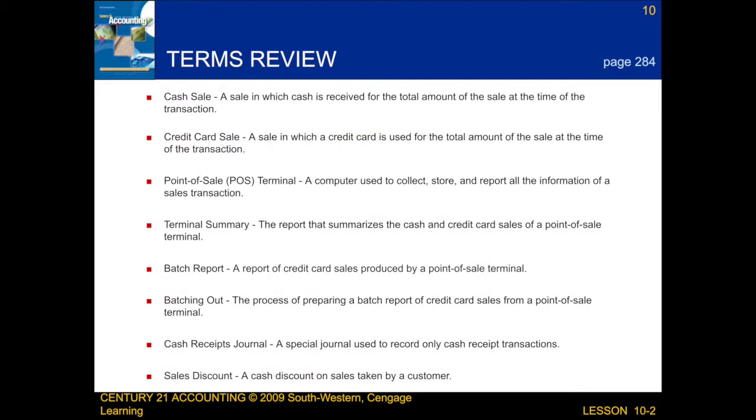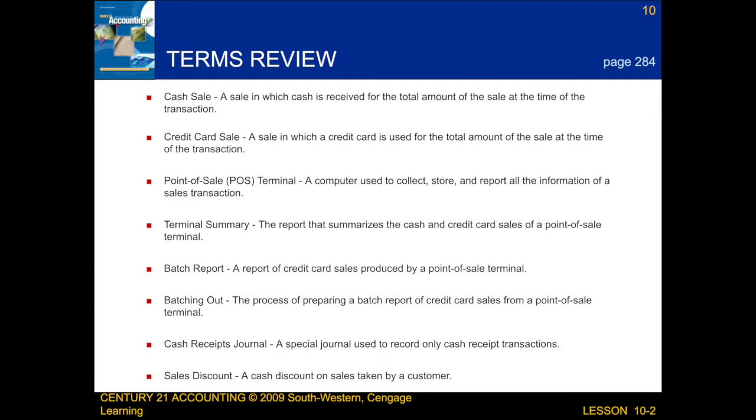Okay, so there are some key terms that I'd like to go over before we start the accounting part of this lesson. So a cash sale is a sale in which cash is received for the total amount of the sale at the time of the transaction. A credit card sale is a sale in which a credit card is used for the total amount of the sale at the time of the transaction.